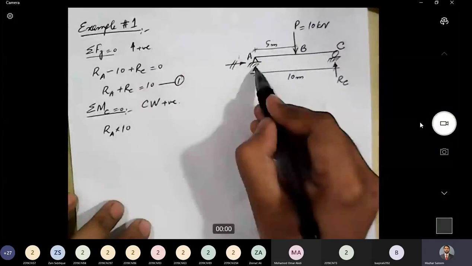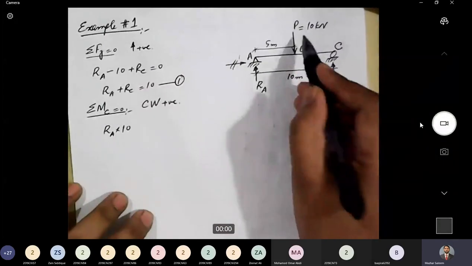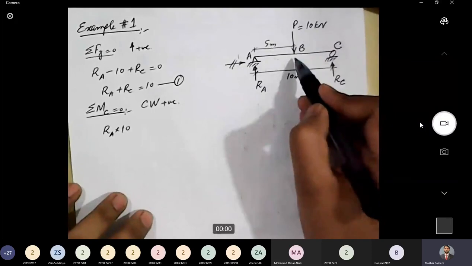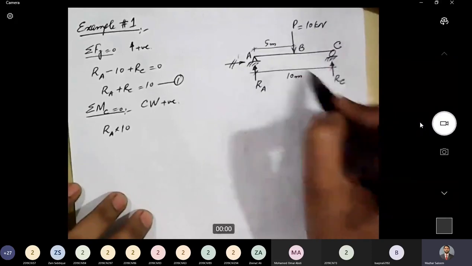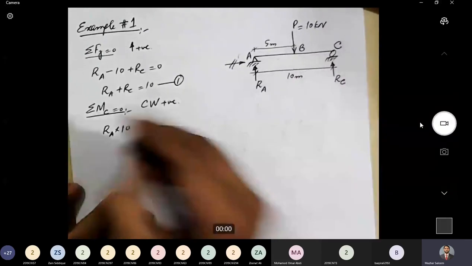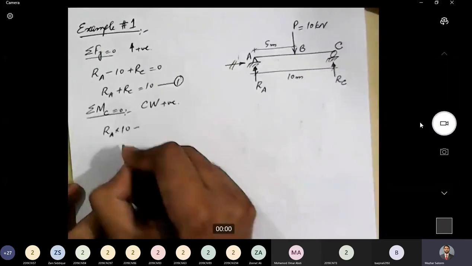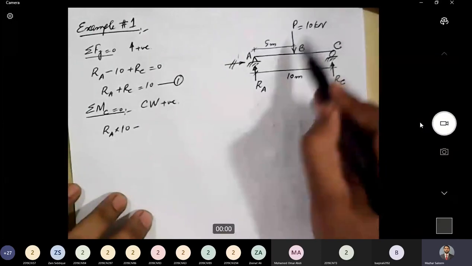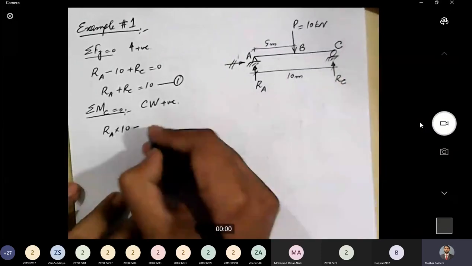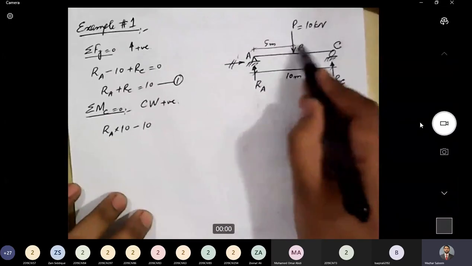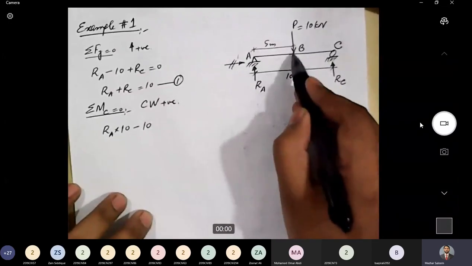Next force, if we move in this direction, next force that we see is this 10 kilonewton force. 10 kilonewton force is acting in downward direction and it will create a counterclockwise moment about point C. Okay, so clockwise is positive, counterclockwise is negative. And how much is the lever arm of this 10? 10 into 5, because this force is acting at the center.